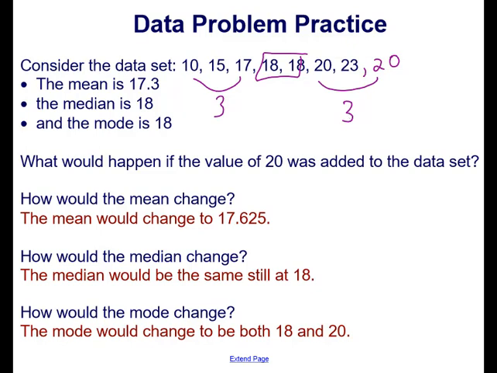And then your mode is actually going to change to now 2 numbers. It's 18 and 20, since if you're adding in 20 into the data points, you now have 18 occurring twice and you have 20 occurring twice. So instead of 1 mode, it's 2 modes. So adding a value to a data set definitely changes the mean, median, the mode. Sometimes, not always, but it definitely is going to have an effect on those 3 values.